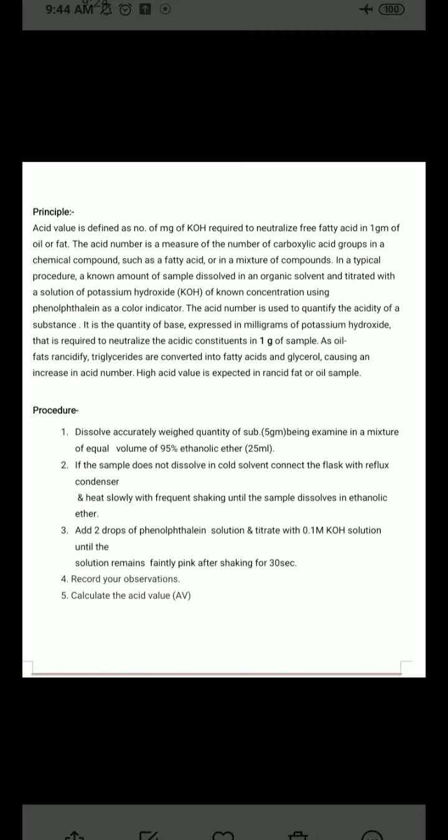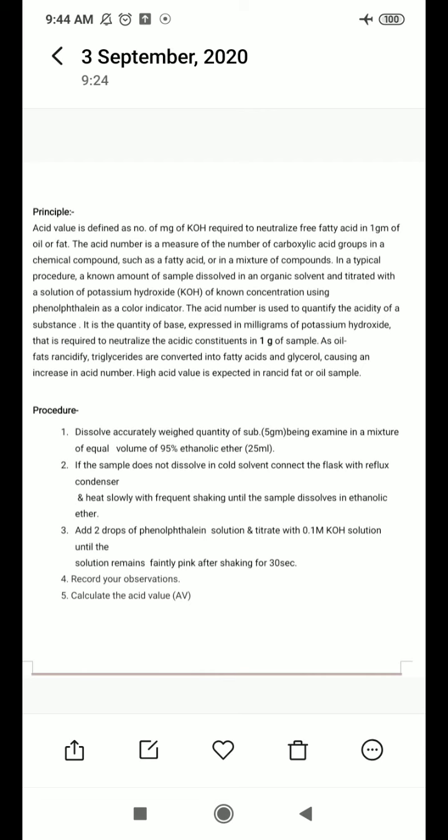Then we will see the procedure. What is the procedure? First step is to dissolve an accurately weighed quantity of substance, 5 gram, being examined in a mixture of equal volumes of 95% ethanol and ether, that is 25 ml. What is the first step? You have to take a 5 gram sample. Don't get confused between 1 gram and 5 gram. This is the particular procedure which is given for 5 gram. You can convert it to 1 gram also.